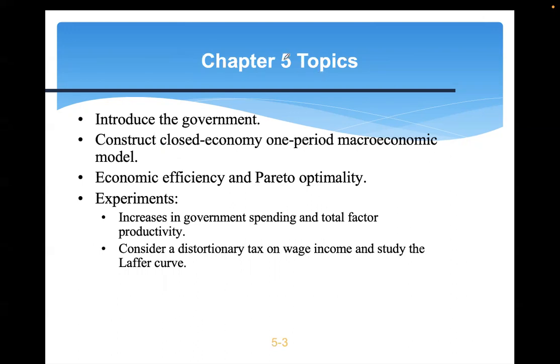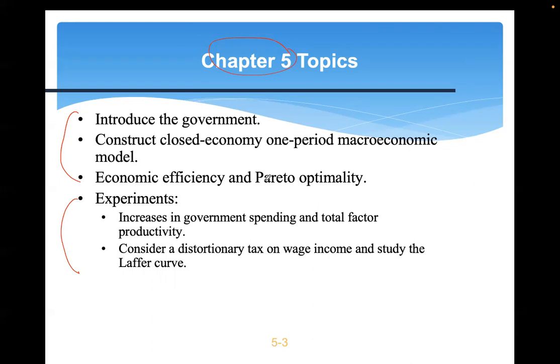In this chapter, there are two parts. This is what we're going to do in this lecture, and in the next lecture, we are going to focus on the second half. So in the first lecture for this chapter 5, I'm going to introduce government, then construct a closed economy one-period macro model, and talk about economic efficiency and Pareto optimality.